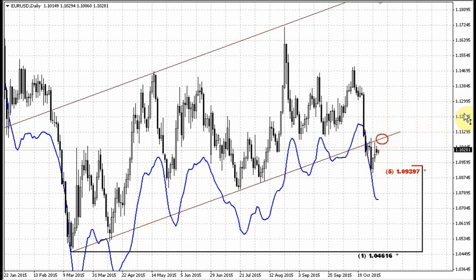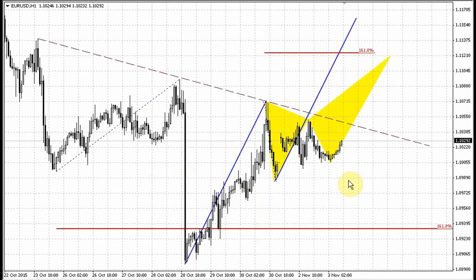and we should get ready for taking the long if the market returns back inside of the 1112 area, back inside of this consolidation. You could trade this setup very differently.